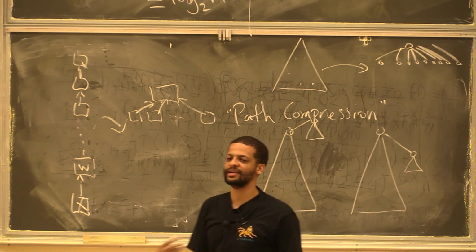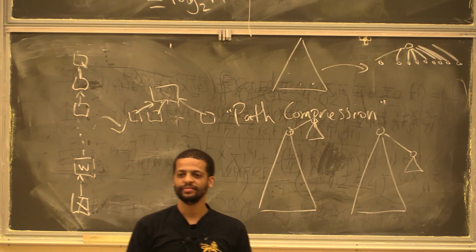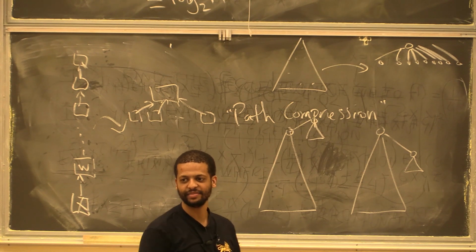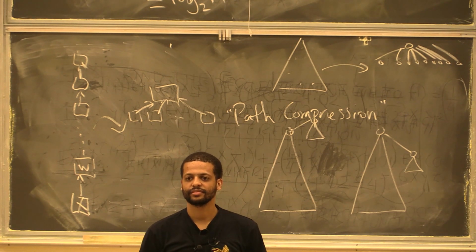So I could do that, but it wouldn't improve my asymptotic runtime. But it would still be good. I mean, n plus n log n is not bad. Yeah? How is path compression?